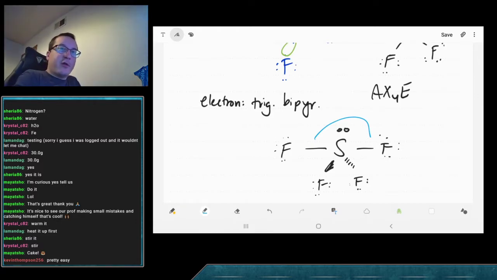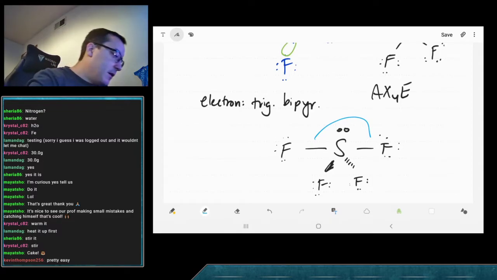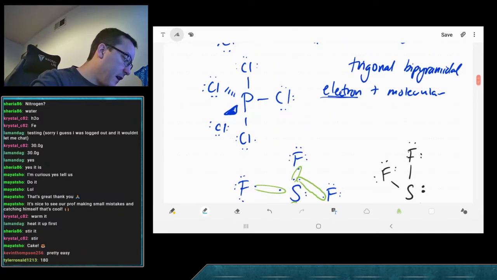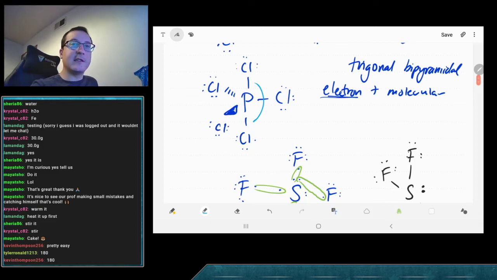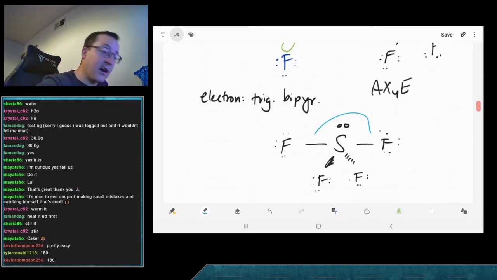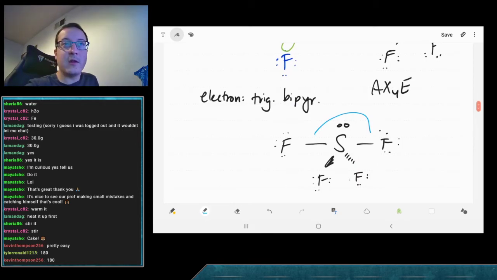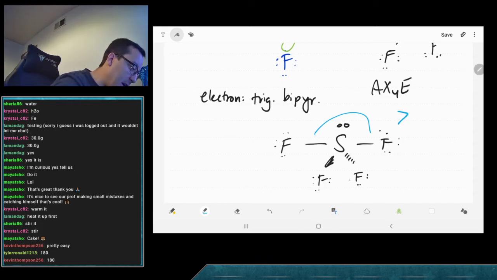So between that fluorine, the sulfur, and the fluorine, just go ahead and take a guess. Previously, with our PCl5, the angle between these two chlorines and the phosphorus should be 180, right? Now we have a lone pair in the way though. If you remember, lone pairs are going to push stuff a little bit down, so this is going to be a little bit more than 180.